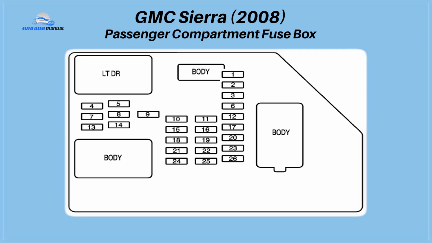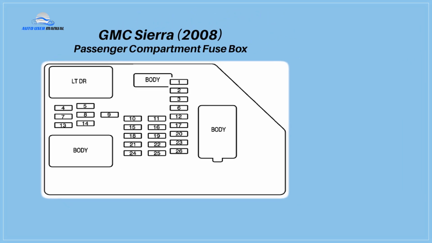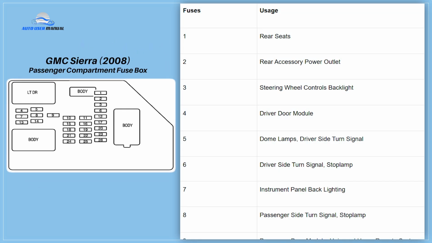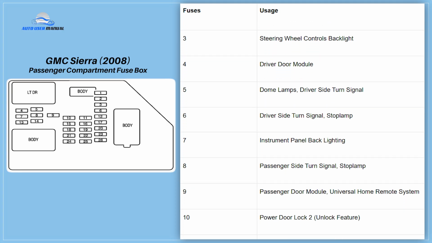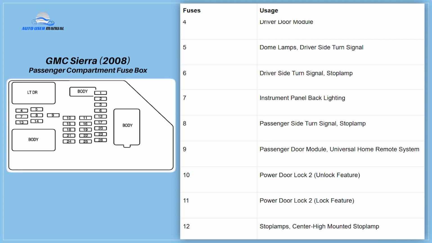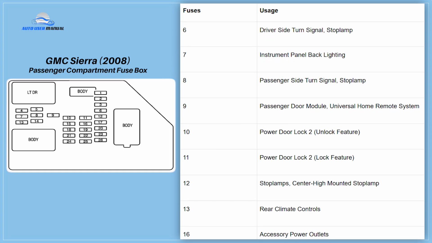The passenger compartment fuse box in the 2008 GMC Sierra distributes and safeguards power for interior systems like power windows, seats, dome lights, and the infotainment system, while also managing safety features such as airbags and keyless entry.